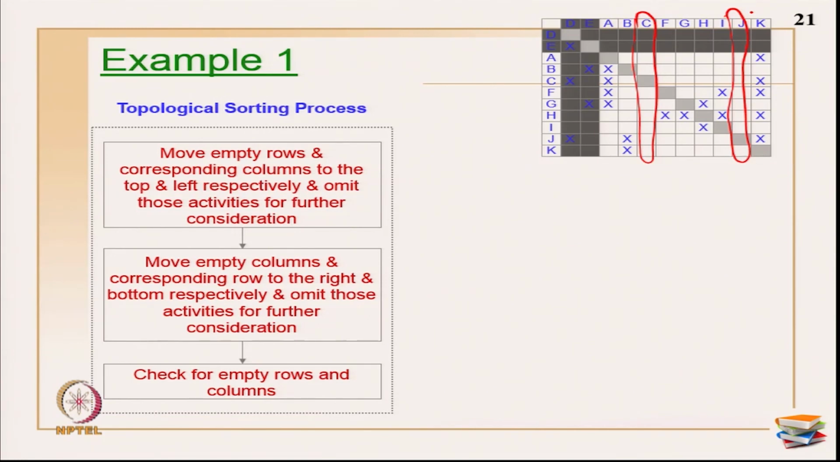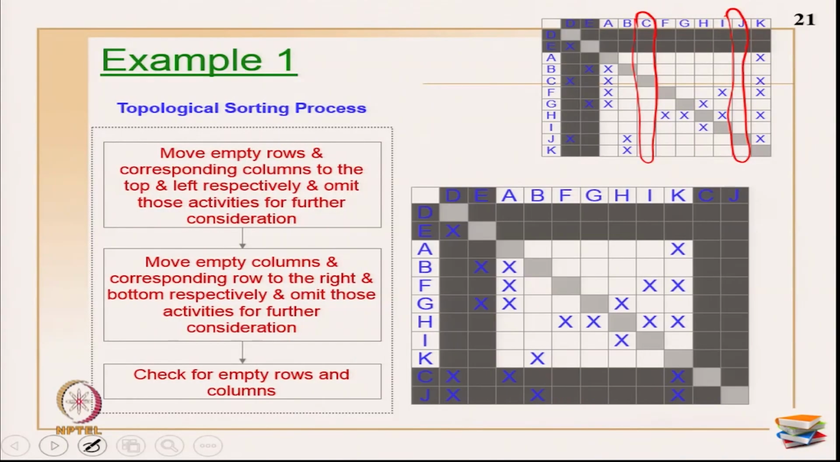Now, what is the order of C and J? That is, there is no restriction here because both are empty, both are parallel activities. There is no worry if you want to place C first and J first, or you want to place J first and then C first. There is no problem at all. Okay, so now I have moved C and J to the last.